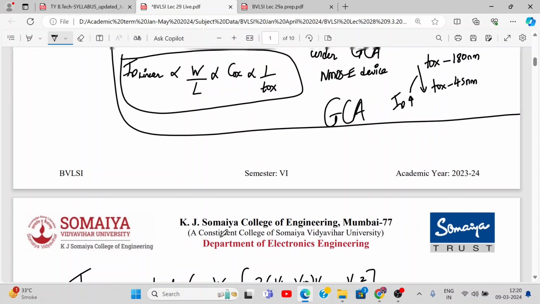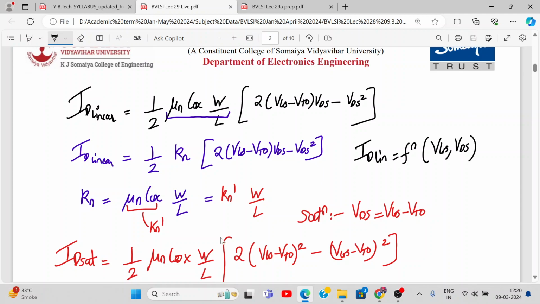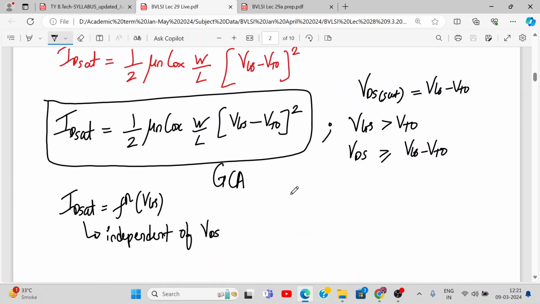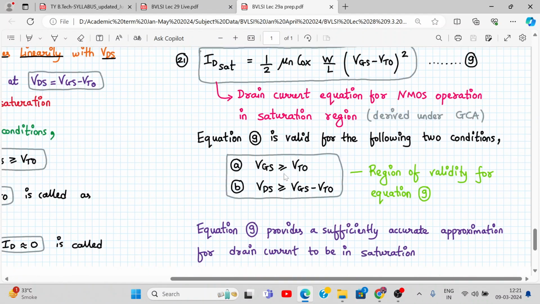Whereas ID linear, if you see, ID linear is a function of, is it both VGS and VDS? Yes or no? Both VGS and VDS will affect ID linear, but for ID sat only VGS will affect, not VDS. Agree? So that means saturation current, according to GCA, is independent of VDS. So it should remain constant, right? Yes or no? You are coming to a very important point. Okay, now see this.